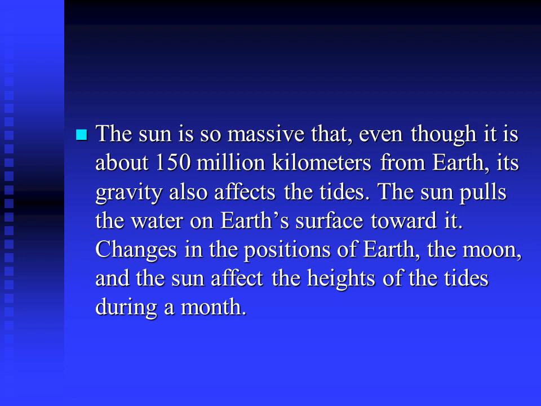The sun is so massive that even though it is about 150 million kilometers from earth, its gravity also affects the tide. The sun pulls the water on earth's surface towards it. Changes in the positions of earth, moon and sun affect the height of tides during a month.